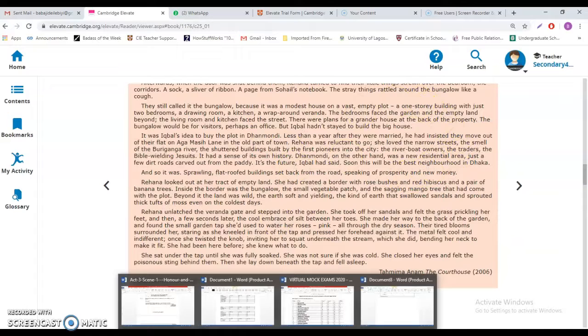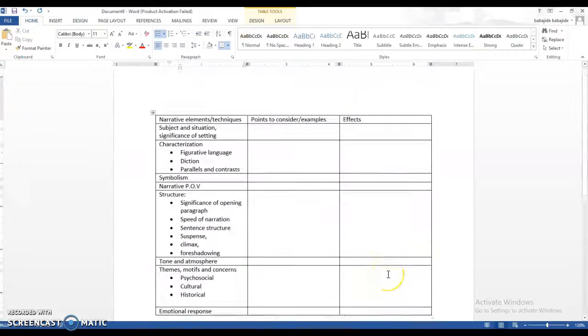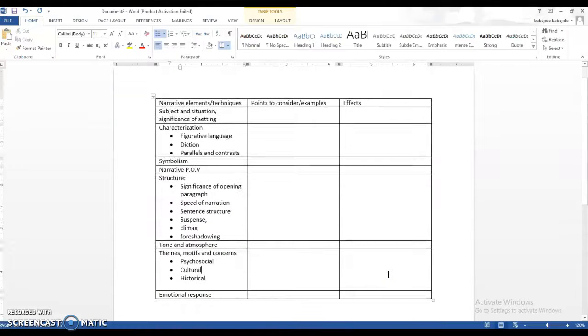And this is it. Of course you can add to and remove from this. It's not 100%, but it's a starting point so that we can begin to apply and see how it works. You have it up here: narrative elements and techniques, points to consider or examples, and then effects. Of course, in an exam you may not be able to write out examples. What you just need to point out is a few keywords that would remind you of what you're trying to analyze. So I think this would work for our own purposes.